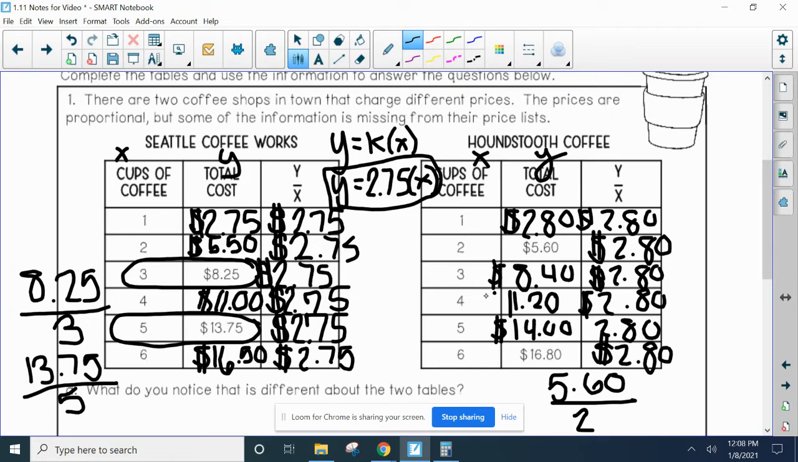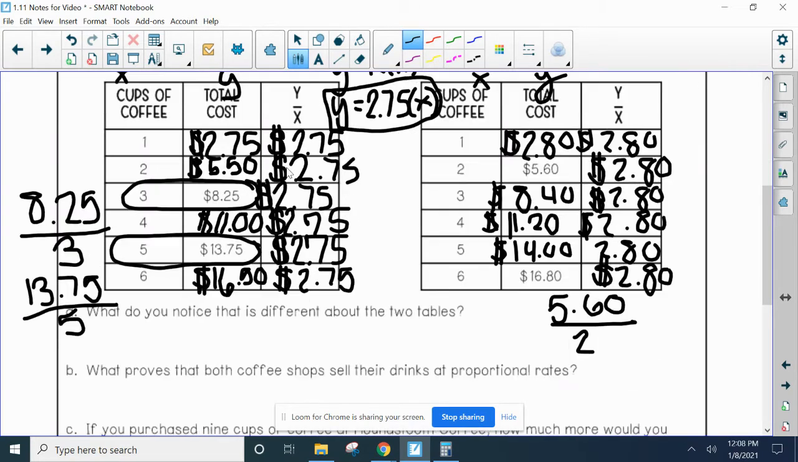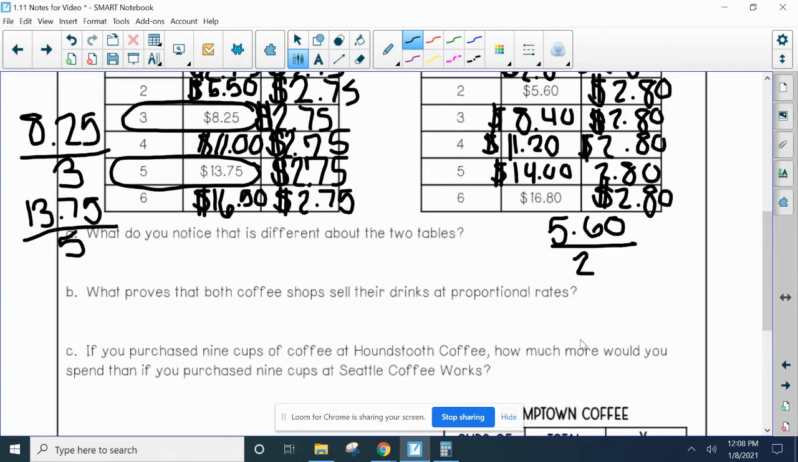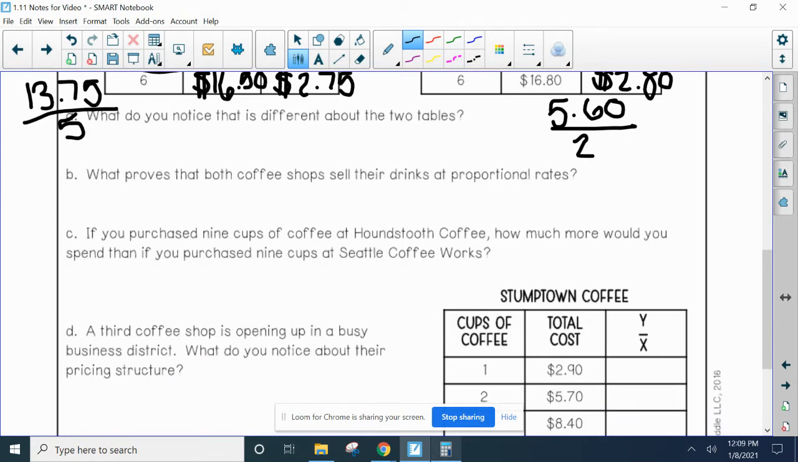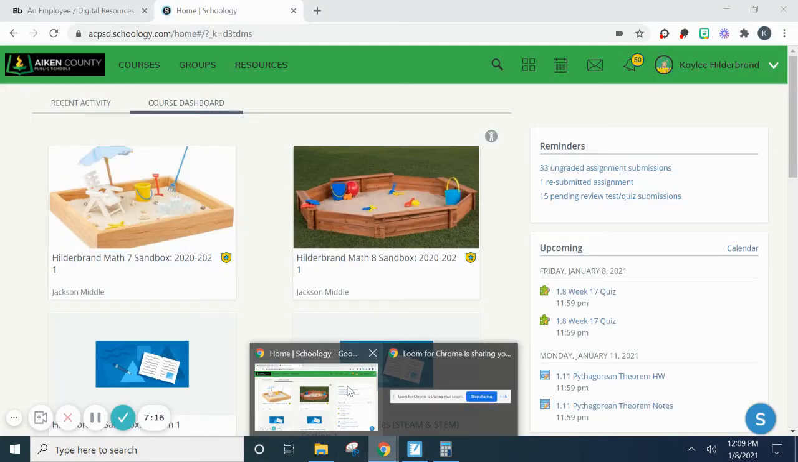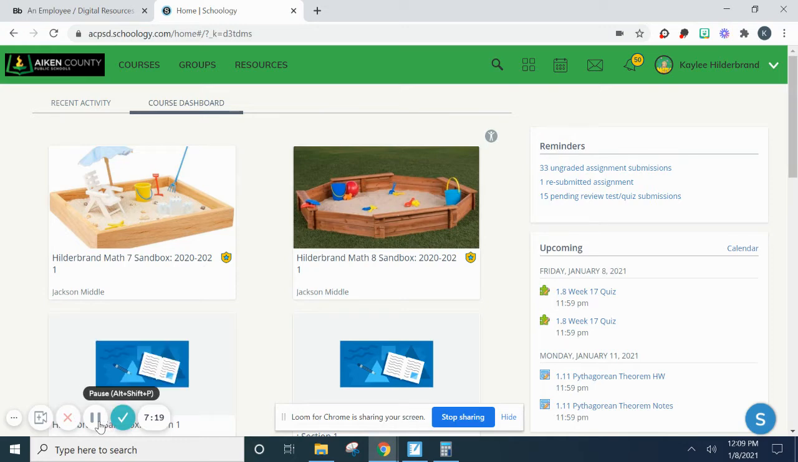Let me go back and put all my dollar signs. All right. So what do we notice about the 2 tables? I want you guys to look at this information and try and answer these questions, and then we'll go through them together. Think about what this information tells us.